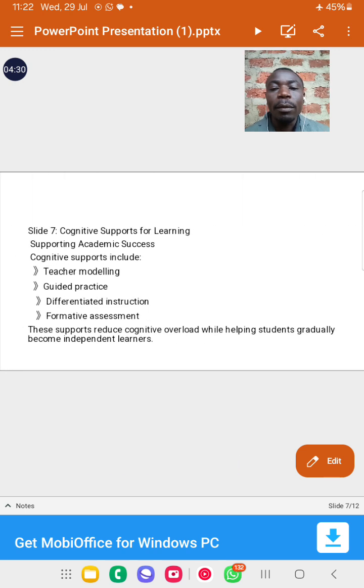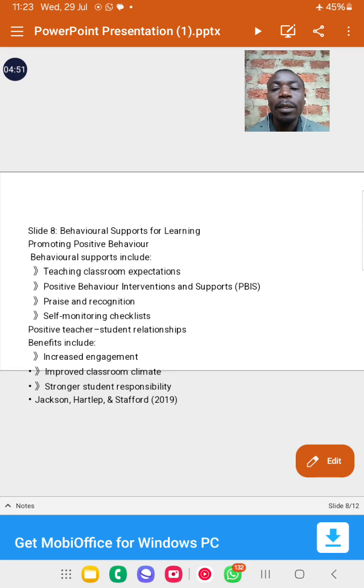In my next slide, we're looking at cognitive support for learning. Cognitive support includes teacher modeling, guided practice, differentiated instruction, and formative assessment. These supports reduce cognitive overload while helping students gradually become independent learners. In my next slide, I'm looking at behavioral support for learning, promoting positive behavior.